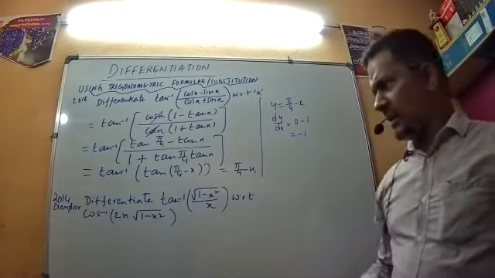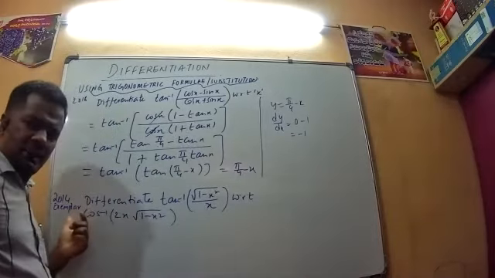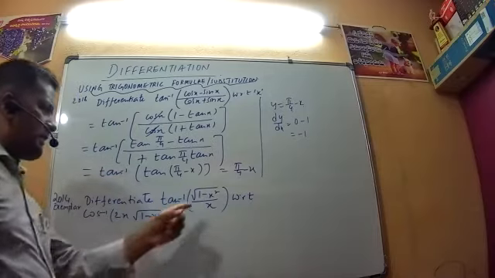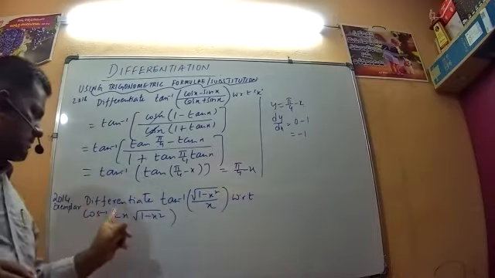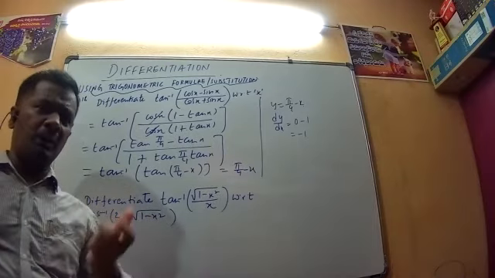Right. Moving further, this is a 2014 board question as well as an NCERT exemplar question. Differentiate tan inverse of root of 1 minus x square by x with respect to cos inverse of 2x root 1 minus x square. This problem is not a new kind.